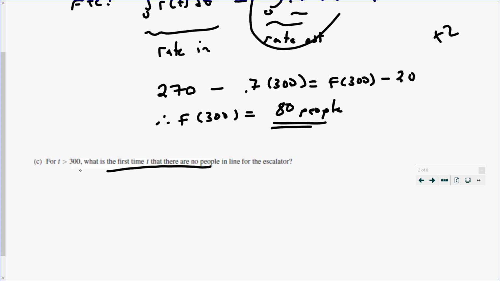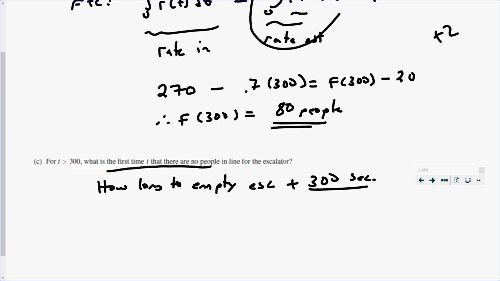So for time greater than 300, what we're going to have to do is find out how long to empty the escalator, plus the original 300 seconds, since we're starting after 300. So how long does it take? Well, there are 80 people in line. Divide that by the rate at which they're leaving, which is 0.7 people per second. Add 300 seconds.